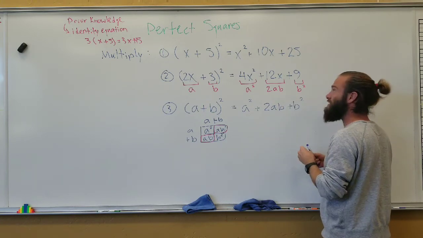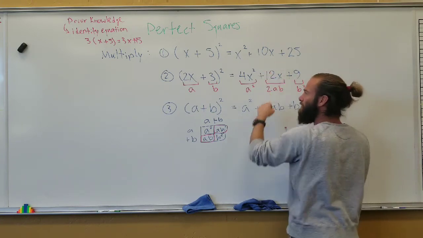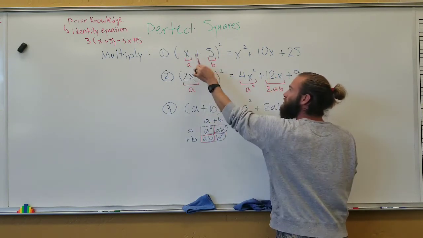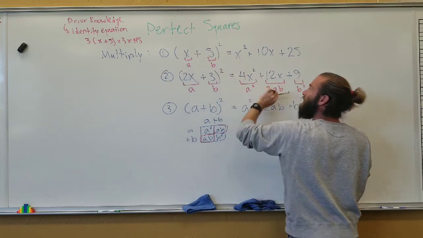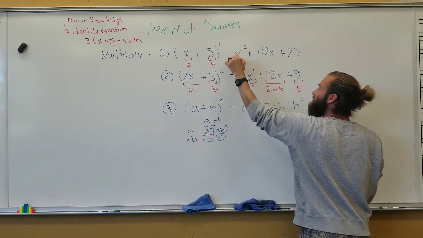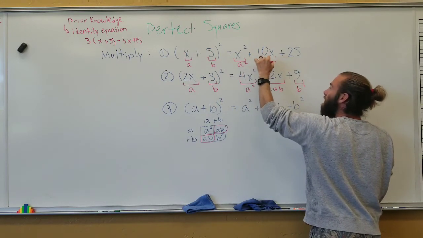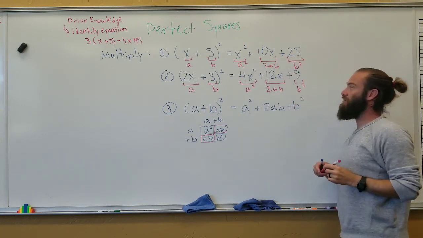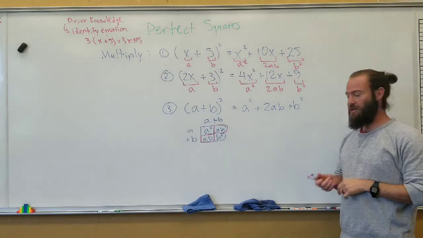So again, we can see that. Where does 10x come from? Well, again, if this is my A and my B, what's 2AB? 2 times x times 5. It's 10x. So again, this is like my A squared and my 2AB and then my B squared. Okay? So that's a nice little pattern.